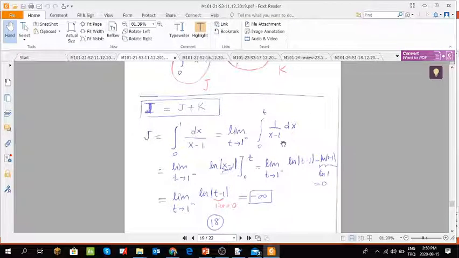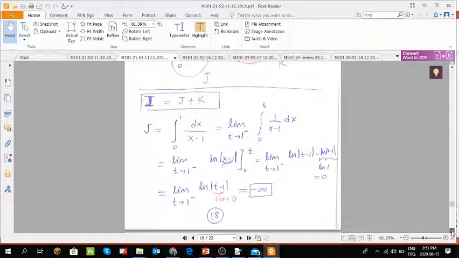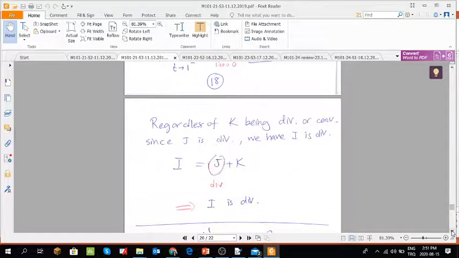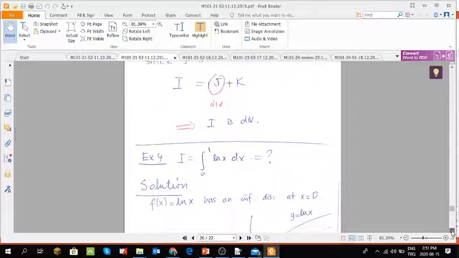This is natural log of x minus 1. We put t and 0. Natural log of t minus 1 minus, if you put 0, it's 1. Natural log of 1 is 0. Natural log of the absolute value of t minus 1 as t goes to 1 from the left. Okay. This is like a 0. Natural log of 0 is negative infinity. This is divergent. So one of them is divergent, so we don't care about K, so it is divergent.